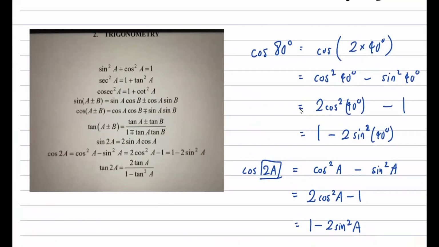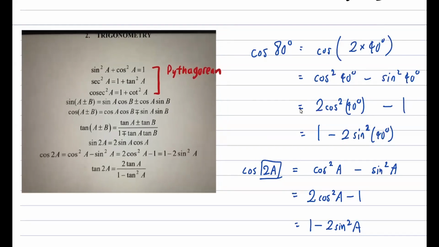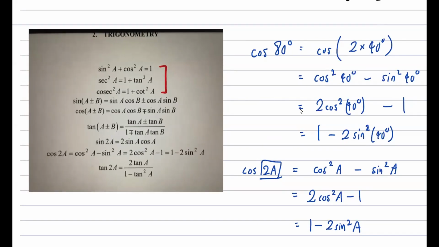Let me just categorize them. The first three are called Pythagorean. You already know this, right? Let me write it neatly for you. And the next three are the addition formula, or compound angle formula.